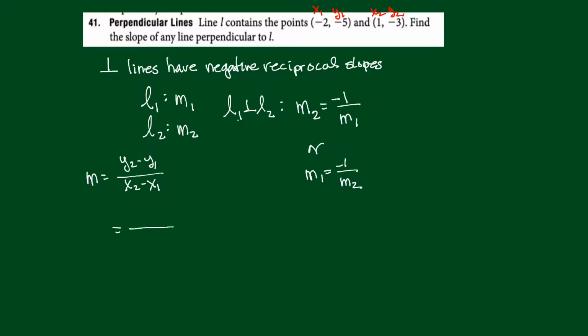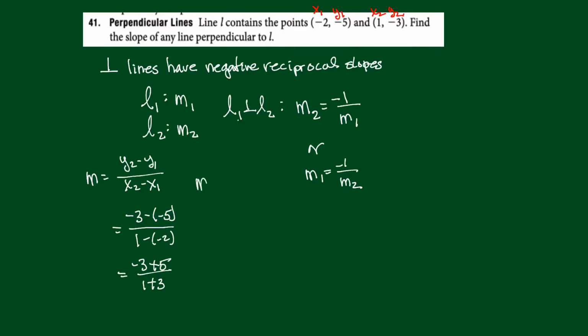So the second y, what's the second y here? The second y is negative 3 minus the first y, just lots of negatives here. So negative 3 minus negative 5 over, now the x's. The second x is 1, the first x is negative 2. So it's 1 minus negative 2. So we'll get negative 3 plus 5 over 1 plus 2.